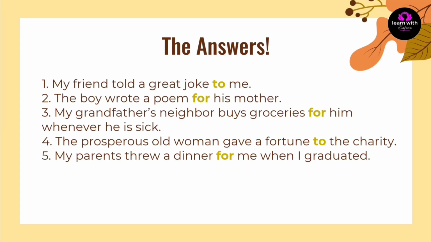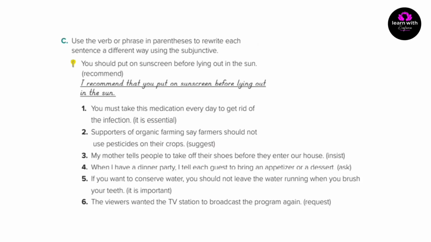The answers. Number 1. My friend told a great joke to me. Number 2. The boy wrote a poem for his mother. Number 3. My grandfather's neighbor buys groceries for him whenever he is sick. Number 4. The wealthy old woman gave a fortune to the charity. Number 5. My parents threw a dinner for me when I graduated.